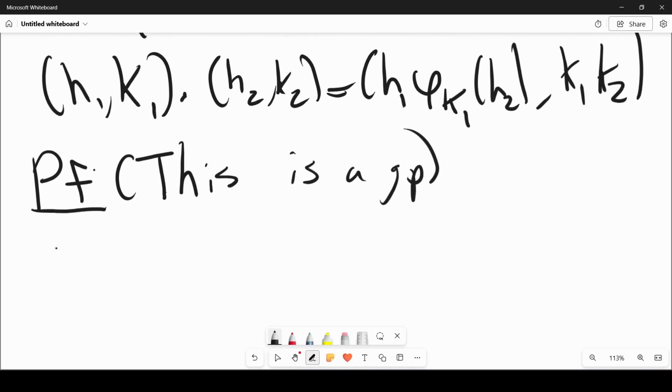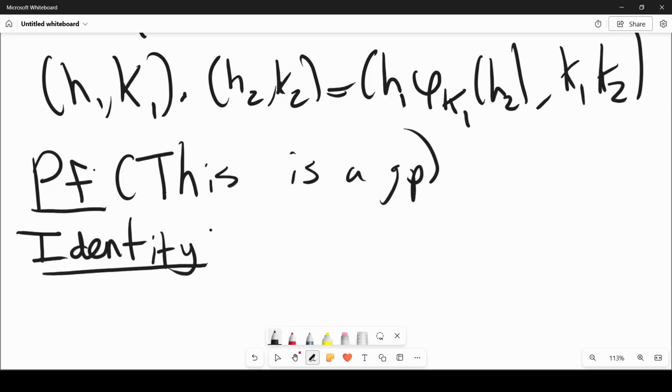Okay, so you need to prove three things: identity, inverses, and associativity. I will do the identity and I'll give an outline for inverses and I'll leave associativity up to you because that's not very interesting. So, okay, you should hopefully guess that the identity should be (1, 1). So let's just test that it works.